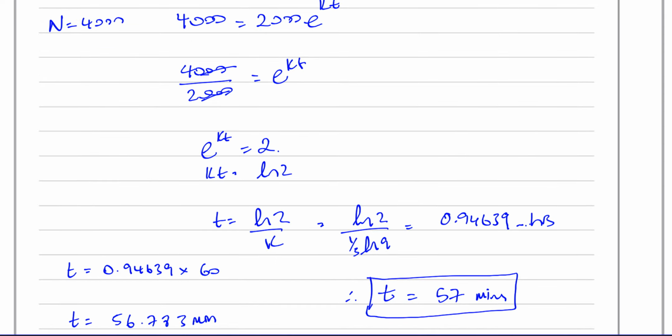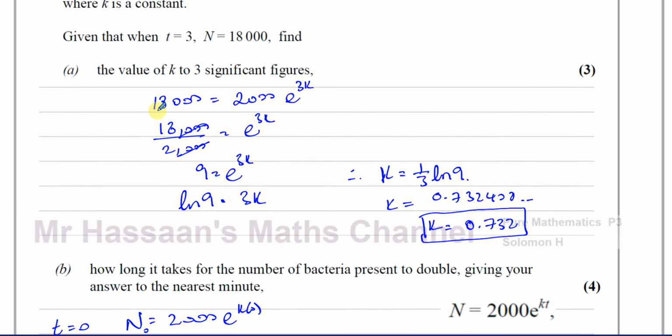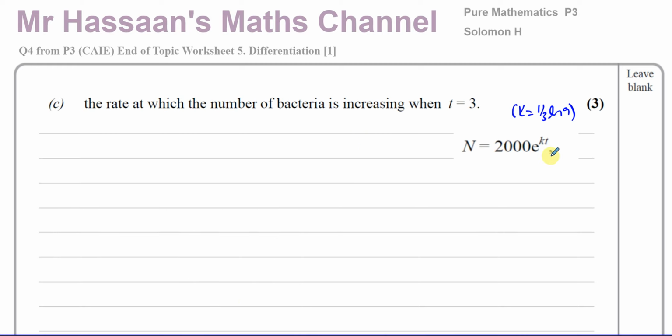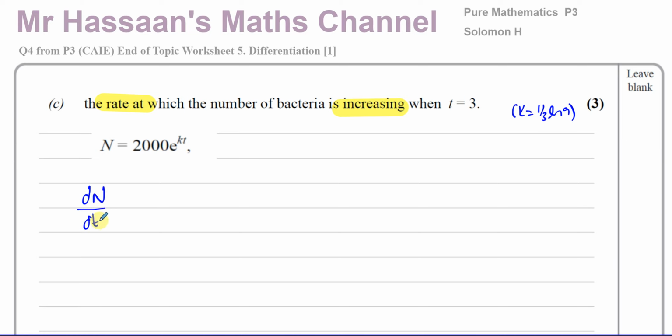Now the part that's relevant to our topic worksheet, which this is from, which is the end of topic worksheet on differentiation, is this part of the question. It says find the rate at which the number of bacteria is increasing when time equals 3. Whenever you see the word rate, it means the rate of increase or decrease. Then we think of the rate of change of the number of bacteria with respect to time, which means they're asking us to find the value of dN/dt when t equals 3.